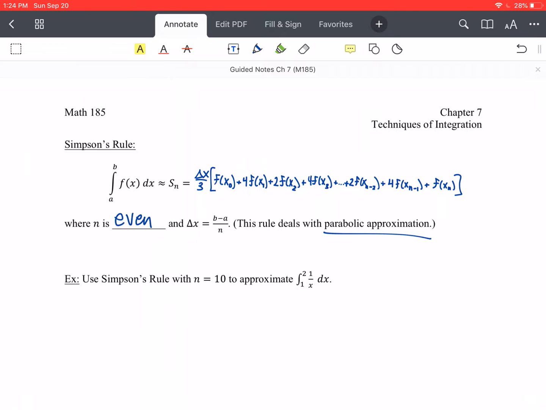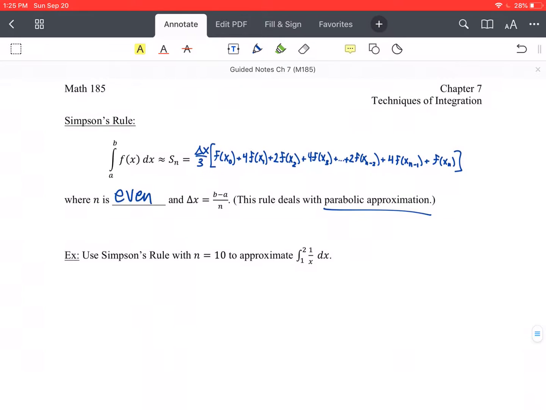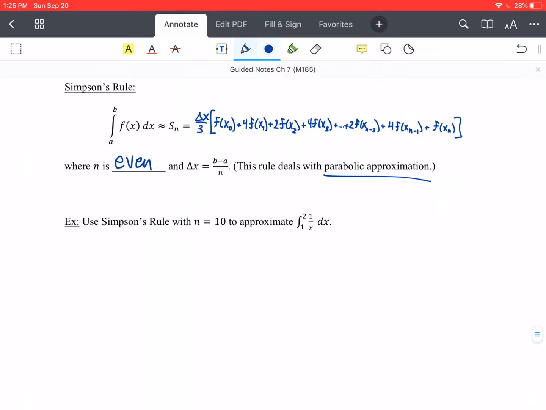So let's look at the same example that we did before using Simpson's rule with n equals 10, because again we have to have an even number of rectangles to approximate the value of this integral. So we have our function f of x is 1 over x, n is 10, and our delta x is going to be 0.1. And it's not 0.2 anymore because n is 10, right? Because I'm splitting the interval from 1 to 2 into 10 pieces, or just b minus a over n, and you get the same thing.